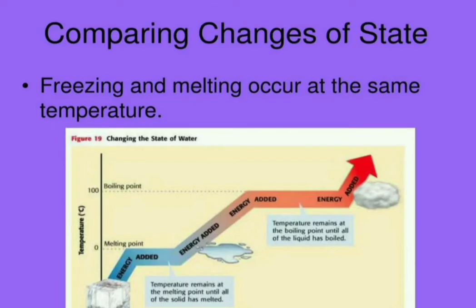Comparing changes of state. Freezing and melting occur at the same temperature. In figure 19, at the melting point, the energy added, the temperature remains at the melting point until all the solid has melted. At 100, the boiling point, energy is added. Temperature remains at the boiling point until all the liquid has boiled.